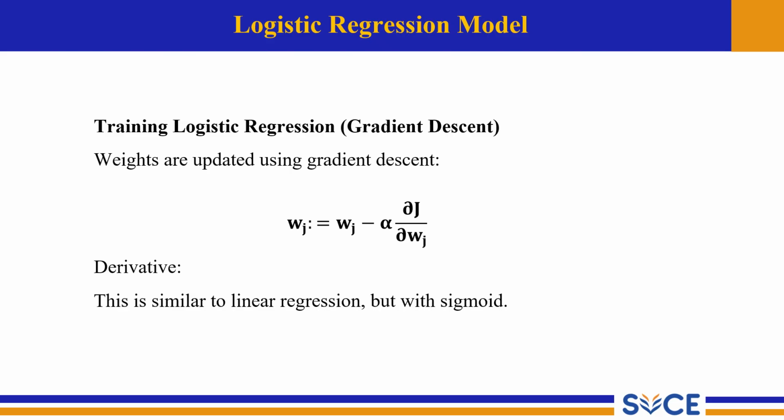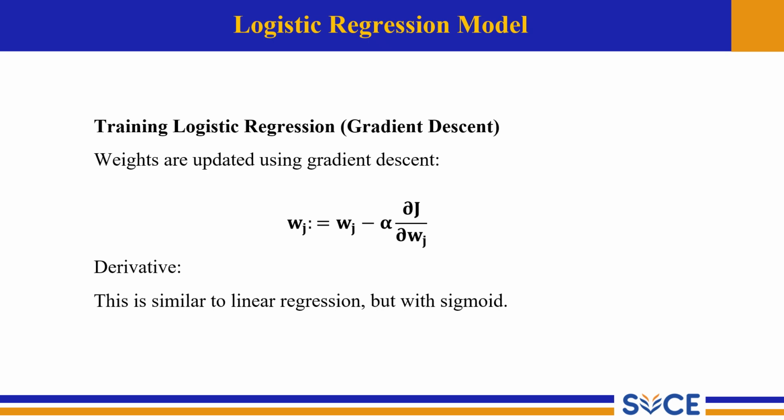Training logistic regression using gradient descent. So we train the logistic regression model by updating the weights using gradient descent, just like in linear regression. The update rule for each weight Wj is Wj equals Wj minus alpha times ∂J/∂Wj. Here, alpha is the learning rate and ∂J/∂Wj is the derivative of the loss function with respect to the weight.